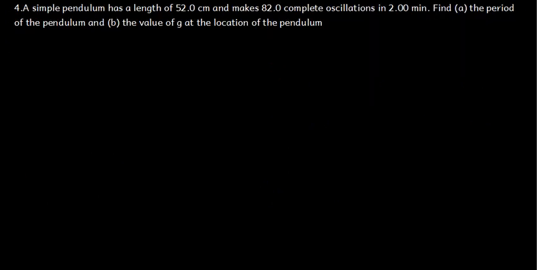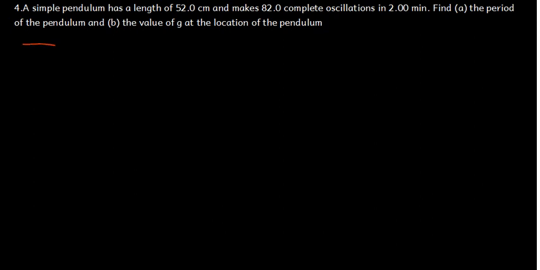A simple pendulum has a length of 52.0 centimeters and makes 82 complete oscillations in 2 minutes. Find A, the period of the pendulum, and the value of g at the location of the pendulum. Okay, now what we need to understand here is we are going to have a simple pendulum.